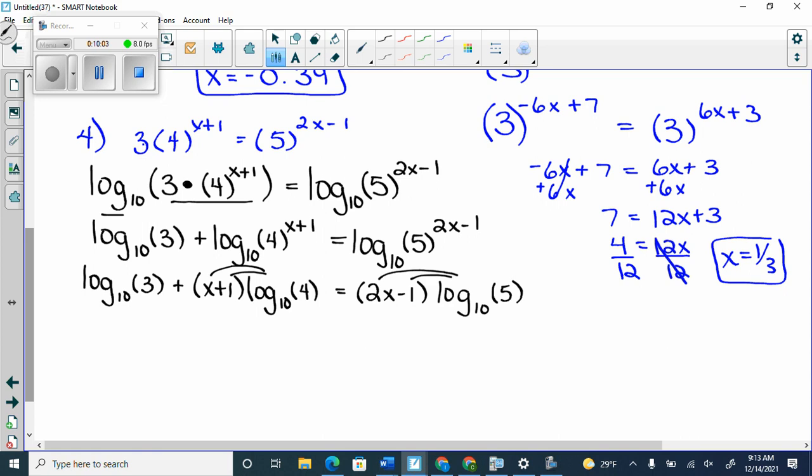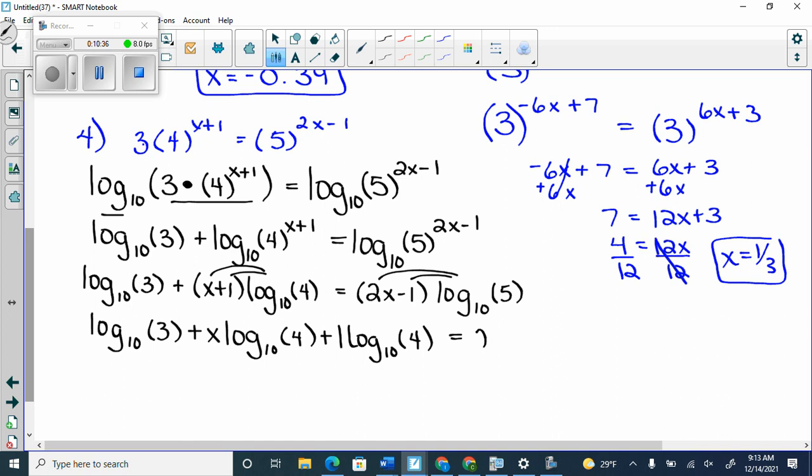If I didn't have this number in front, this 3 in front, I would immediately go to this one where I drop them in front, right? I wouldn't have to do the separation because there'd be nothing to separate. These 2 steps here wouldn't exist because I wouldn't have to have them. I just wouldn't have to do the plus separation. Then I get log base 10 of 3 plus x log base 10 of 4 plus 1 log base 10 of 4 equals 2x log base 10 of 5 minus 1 log base 10 of 5.